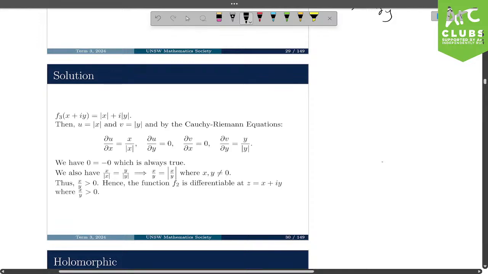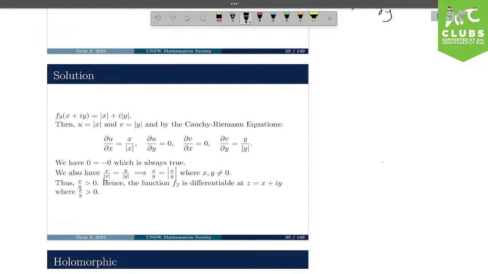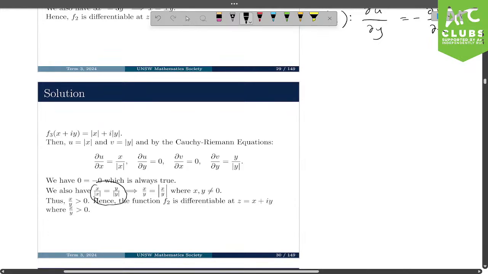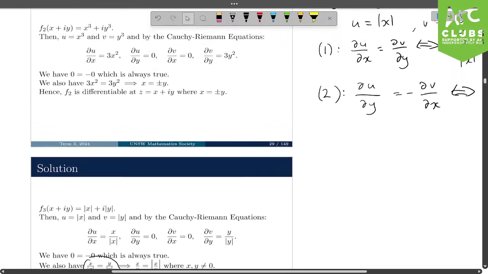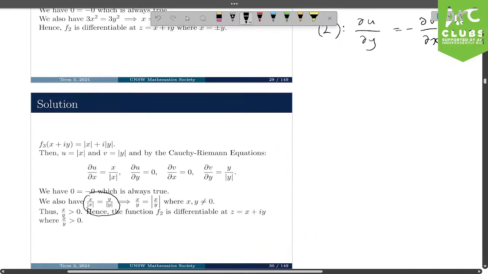Okay? So the condition that we obtained from this one, if we have a look, so here we have our first condition, which is that x over absolute value of x is equal to y over the absolute value of y. This implies that x over y is equal to the absolute value of x over y, right? We just move over the x and the y to the other sides. And this will be true when x over y is larger than 0, right? So when x over y is a positive number. So our function is differentiable at all the points where x over y is larger than 0.